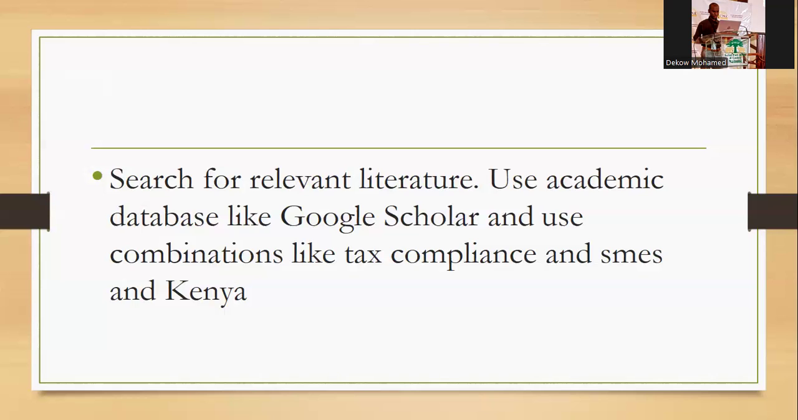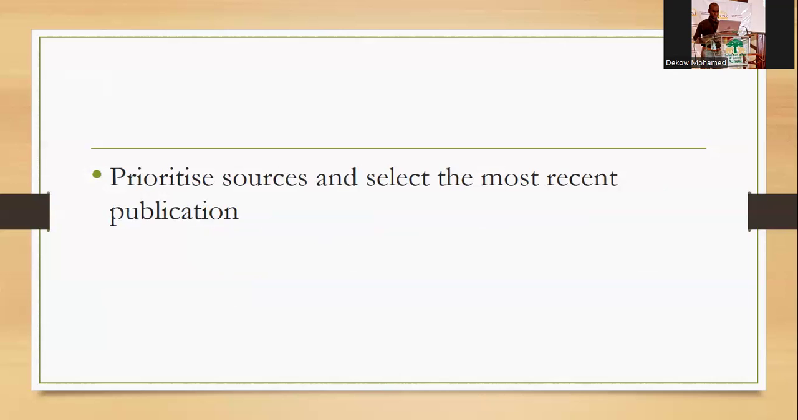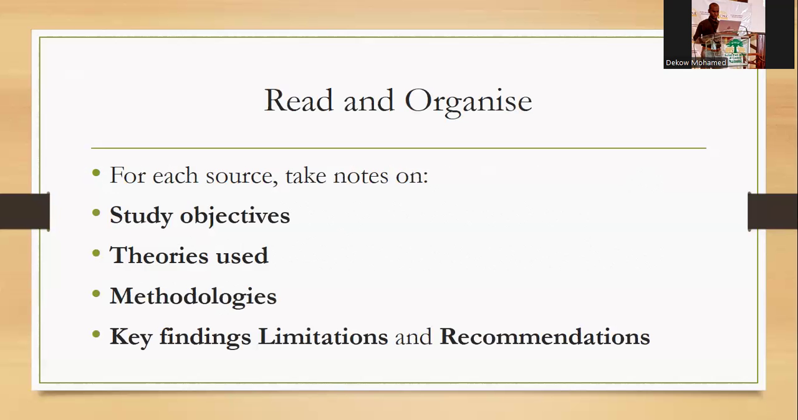After you search for relevant literature, you prioritize the sources and select the most recent publications. It means once you search your document in Google Scholar, there are several downloads that will come out. So you prioritize your sources, and then you go for the most recent publication. After that, you read and organize.